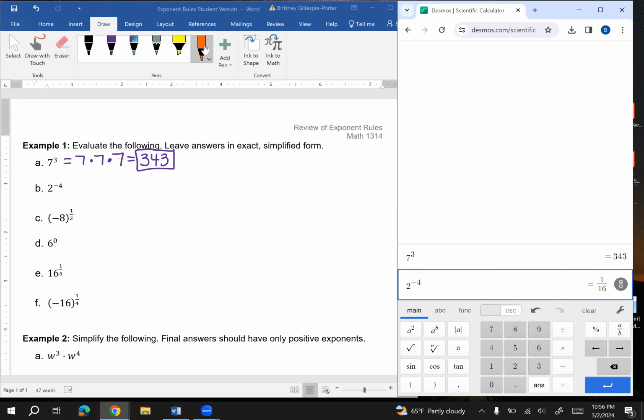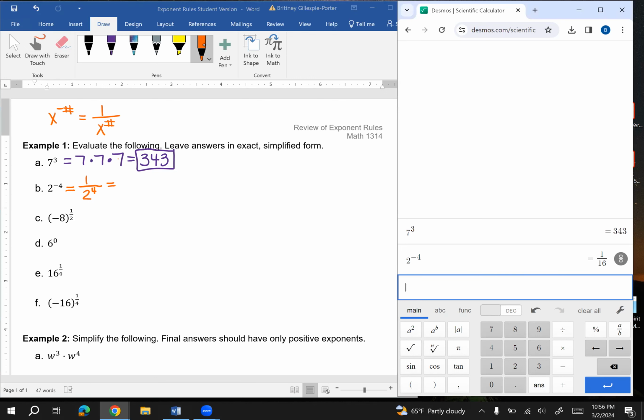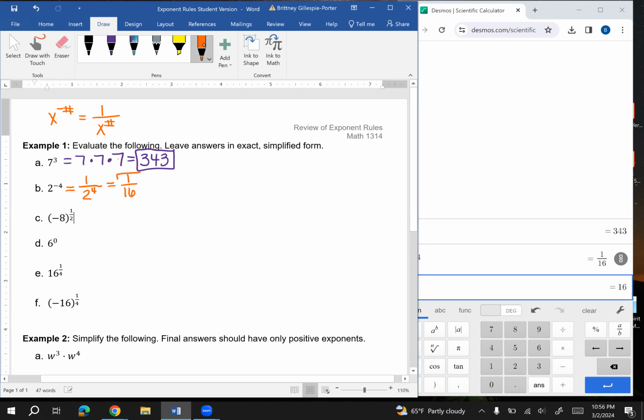You may be thinking to yourself, how did we even get there? Remember, if you have x to a negative number, we can rewrite that as 1/x to the positive exponent. So we can rewrite 2 to the -4 as 1/2 to the positive 4. And if we double check in our calculator, 2 to the 4th does get us to the 16th. So we get 1/16.